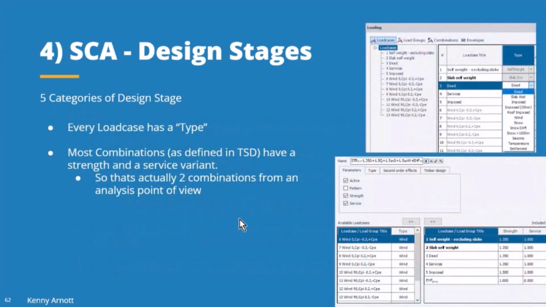And to do this automatic assignment, again in TSD, every load case, obviously it's got a name, but what really matters here is the type. Every load case is given a type, and then we take those types and we use that to make our decisions about which category each combination goes to. And again, most combinations, the persistent and transient combinations all have a strength and service variation. So there's one named combination, but there are actually 2 combinations being analysed behind the scenes.